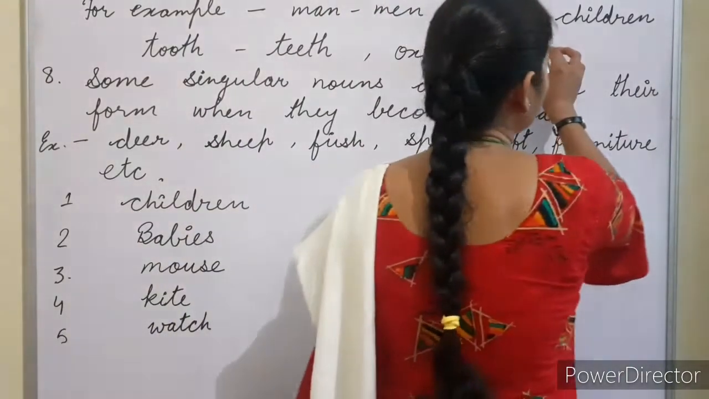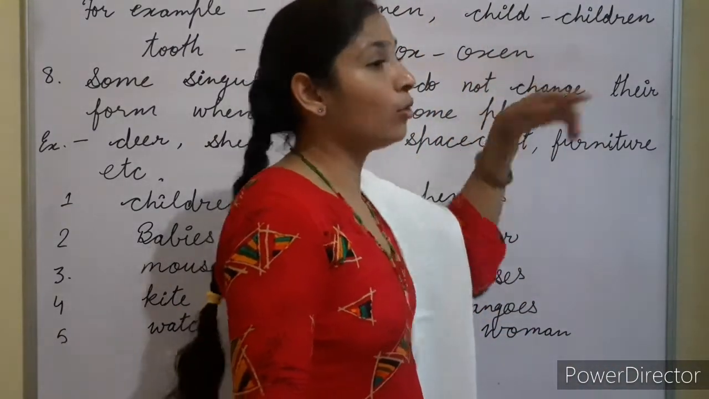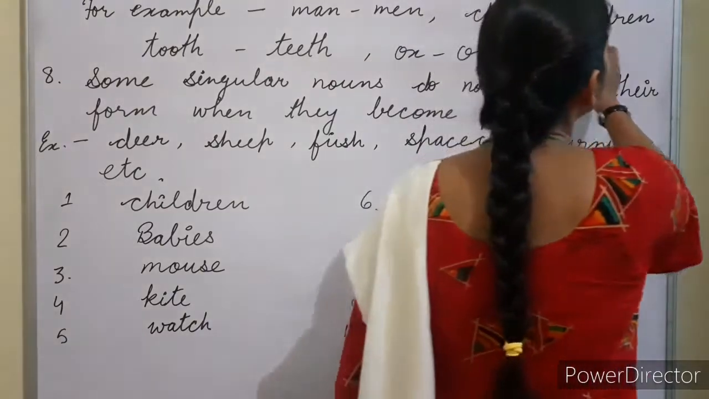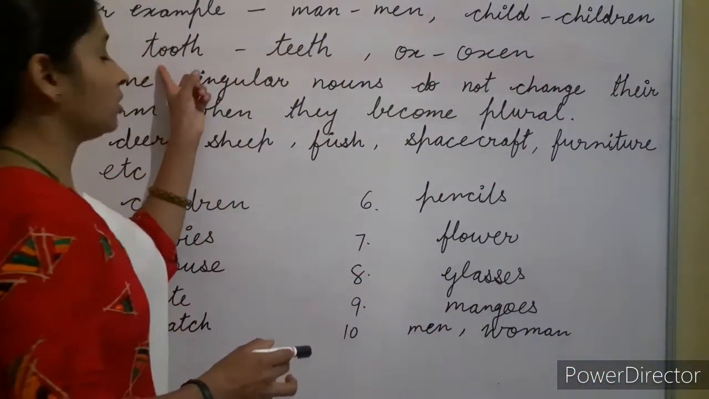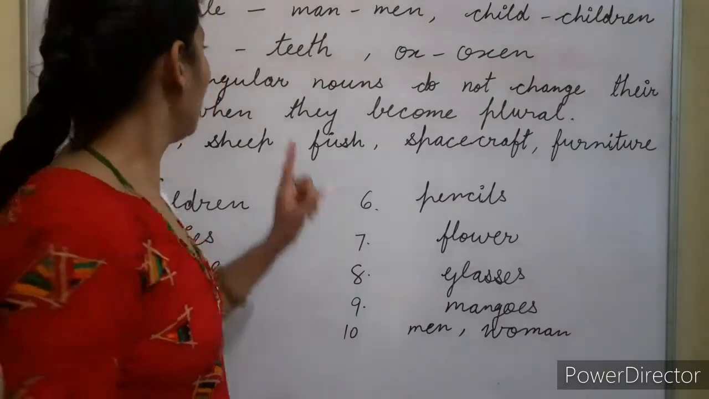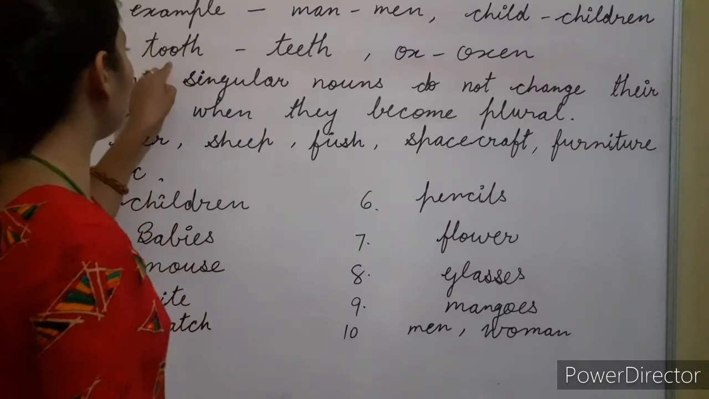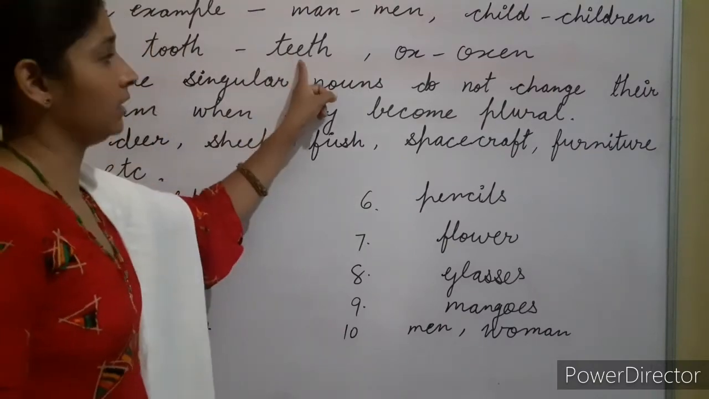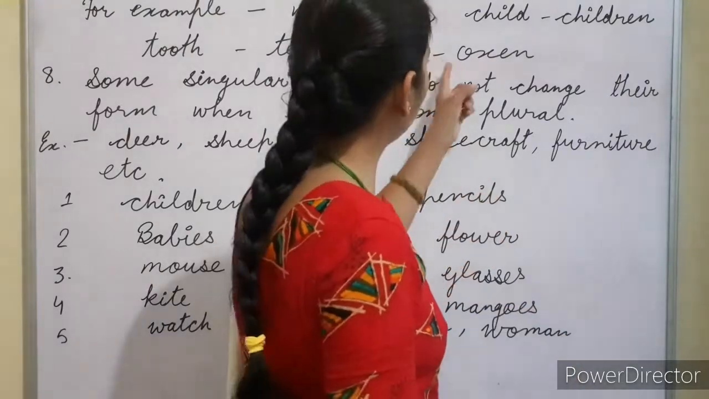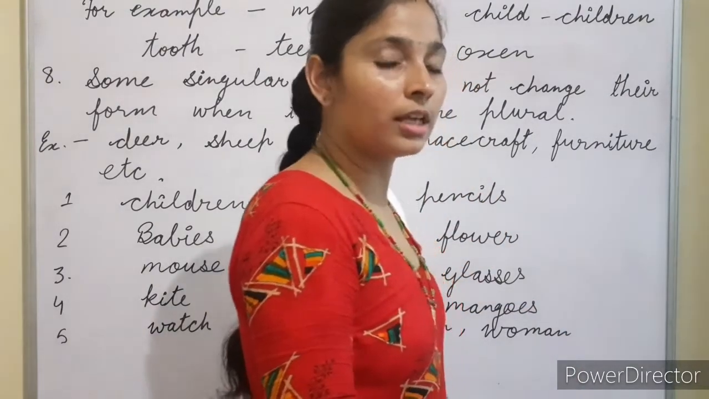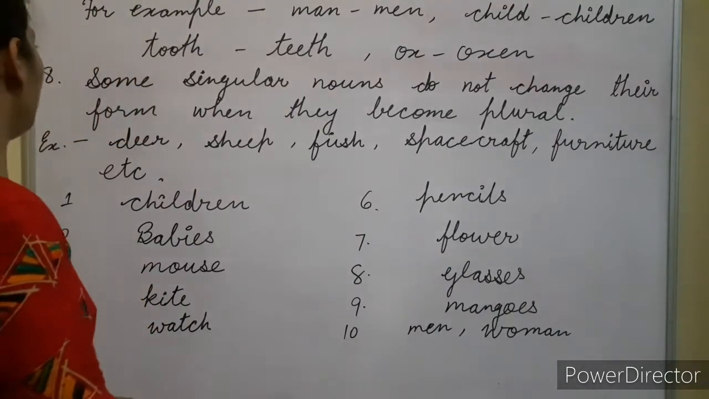Next is child. For one child we are using the singular word child, and for more than one we are using its plural children. Clear everyone? Next is tooth. For one tooth, and its plural will be teeth. Clear everyone? We are making double O, double E here. Next is ox, means singular, and its plural will be oxen. Clear everyone?